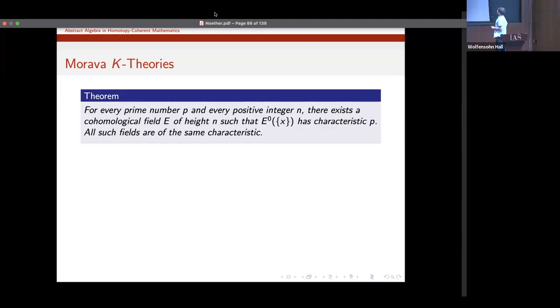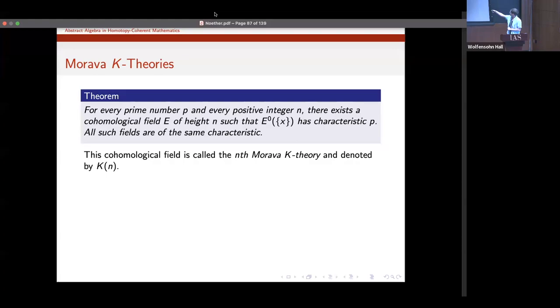All right, so this theorem is saying, if we're interested in exotic examples, examples that don't come from ordinary algebra, then there are exactly two invariants if we want to classify things up to having the same characteristic. First, there's a prime number P, which is the characteristic of the cohomology of a point, E0 of a point. And then there's this height N, which tells you how interesting it is when you compute the cohomology of a classifying space of a cyclic group.